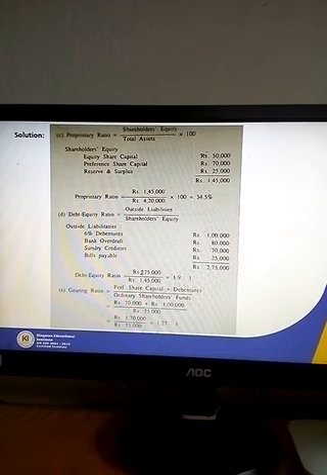So preference share plus debentures by equity share funds. So 7 lakhs plus 70,000 plus 1 lakh by 75,000. So 1.27 is to 1. This is the solution. Just go through the balance sheet, put the formula and put the figures. This is the solution of the problem.